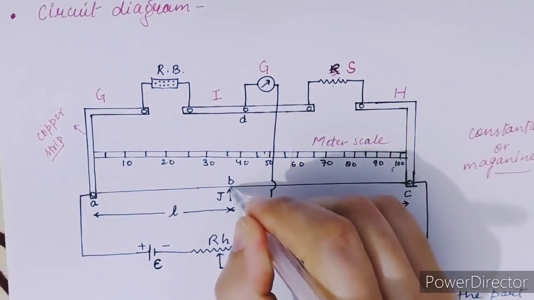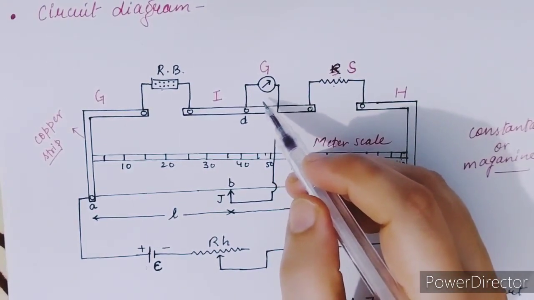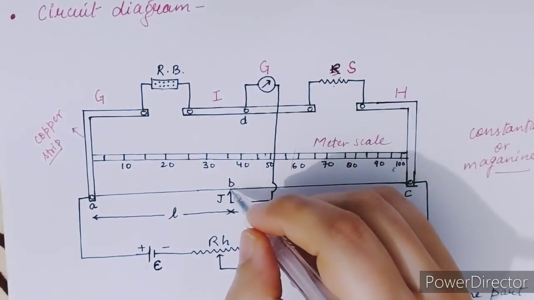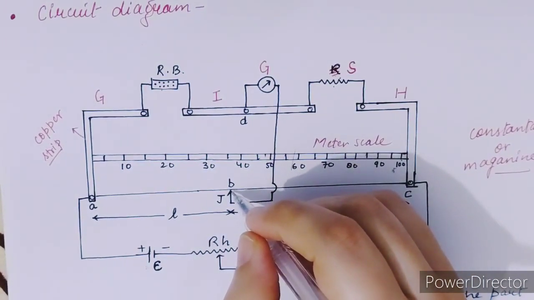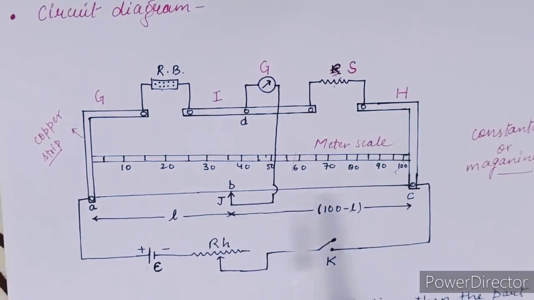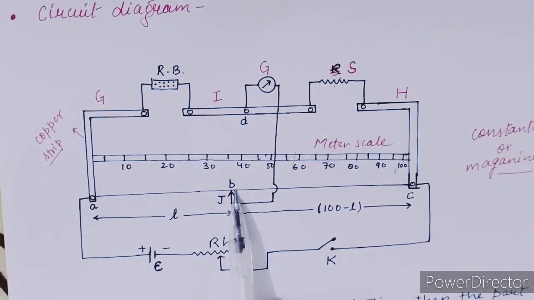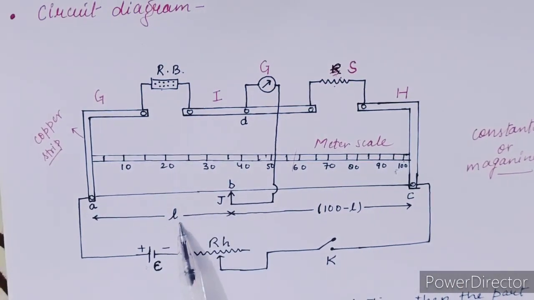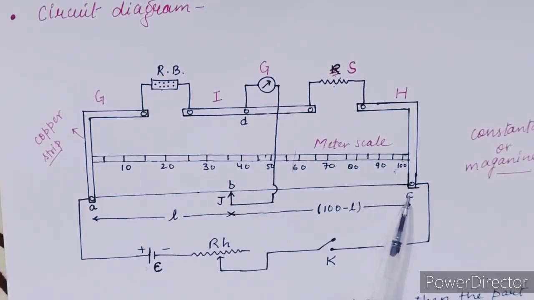Suppose at point B the galvanometer shows zero deflection. There will be no deflection in the galvanometer. That point B is your balanced condition. So that point B has divided the wire AC into two parts, AB and BC. Remember, this is your balanced condition. Clear? So AB is termed L, the length which you measure through the scale, and the remaining BC will be 100 minus L. This is about the construction.